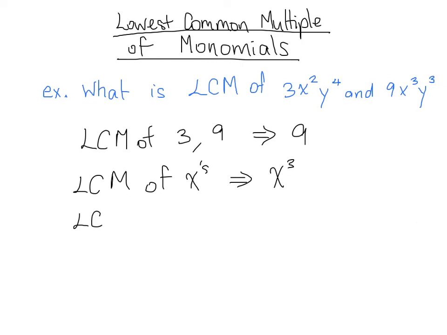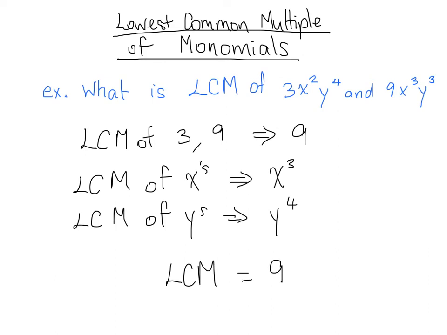And then we have to look at the LCM of the y's. And again, we're going to look at the y's that occur the most. So we have y to the fourth here and y to the third here. So the y's that occur the most is the y to the fourth. So in this case, our LCM is equal to 9x to the third, y to the fourth.